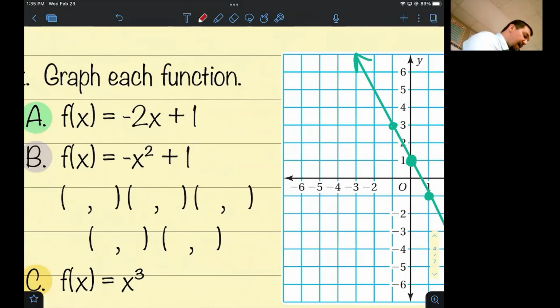And so I'm going to have you graph -2 for x. We're going to input -2. We're going to input -1. We're going to input 0. We're going to input +1, and we're going to input +2.